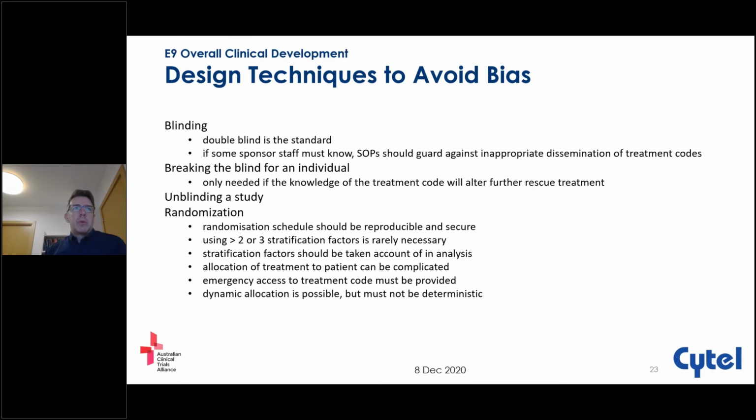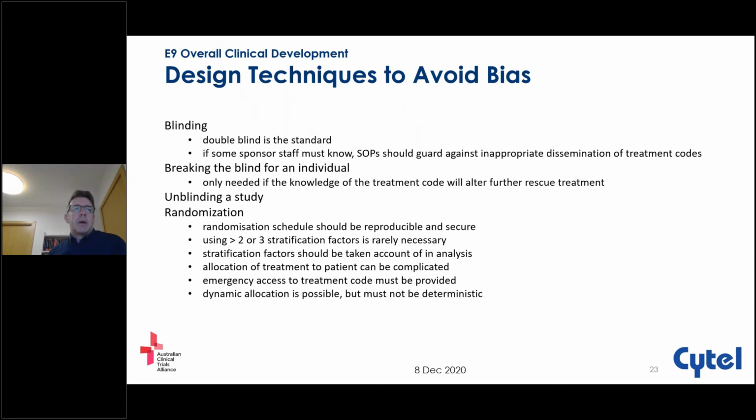The document talks quite a lot about design techniques to avoid bias. And the cornerstone of the blinded randomized trial is stated quite roundly in this part of the document. And it talks about definitions of different types of blinding, the requirement for documenting processes against inappropriate dissemination of treatment codes, breaking the blind for an individual, and the need for that. It talks about unblinding a study, and in particular unplanned unblinding, and how to document all of that.